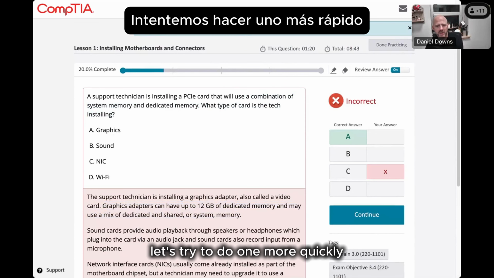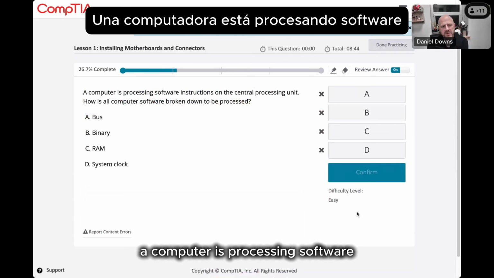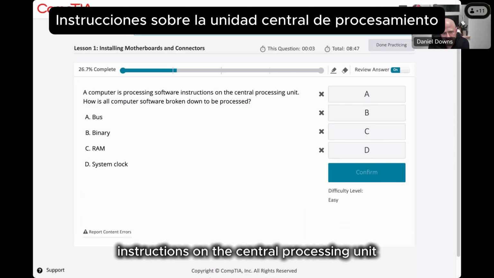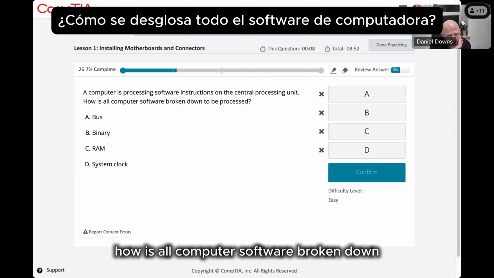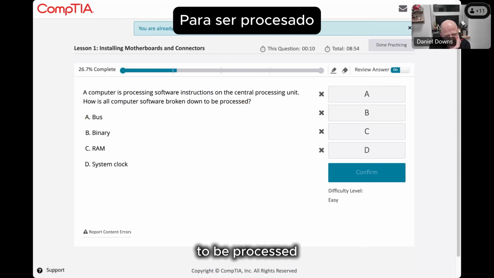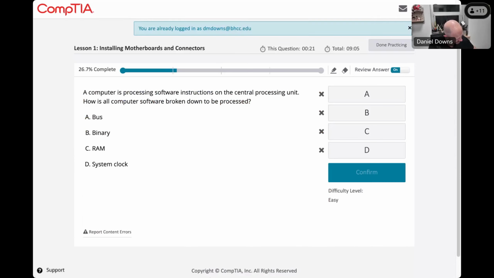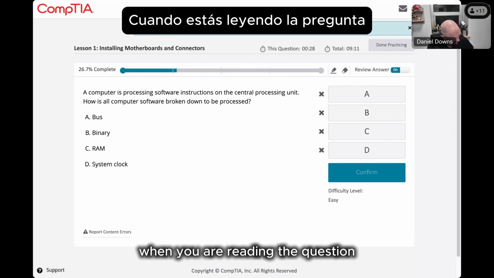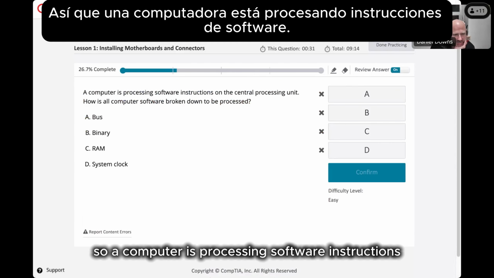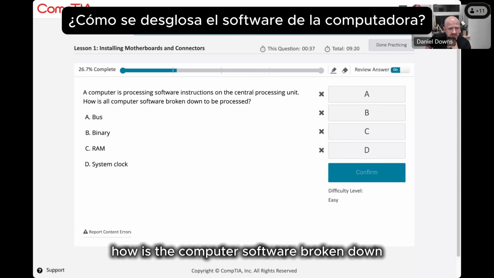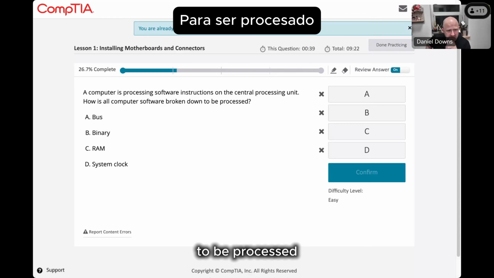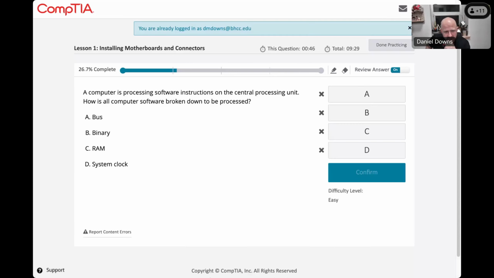Let's try to do one more quickly. All right. A computer is processing software instructions on the central processing unit. How is all computer software broken down to be processed? Always read the questions twice too, just to make sure you have a feel for them, and look for different things when you are reading the question. So a computer is processing software instructions on the CPU. How is the computer software broken down to be processed? A bus, binary, RAM, system clock.